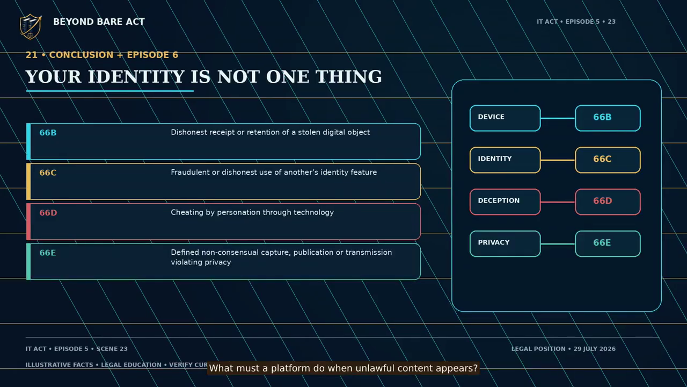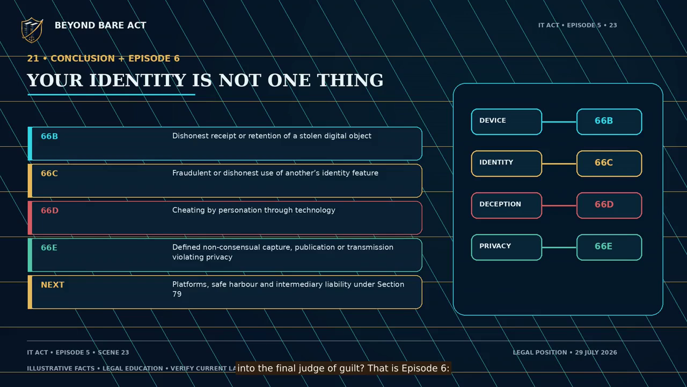Riya's story also reveals the next legal question. What must a platform do when unlawful content appears? When can an intermediary claim safe harbour, and when can that protection be lost? How do notice, due diligence, removal and preservation interact without turning a private company into the final judge of guilt? That is episode 6. Platforms, safe harbour and intermediary liability under section 79.